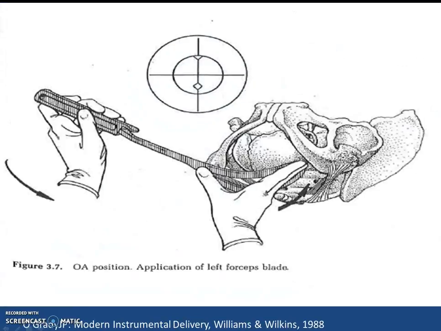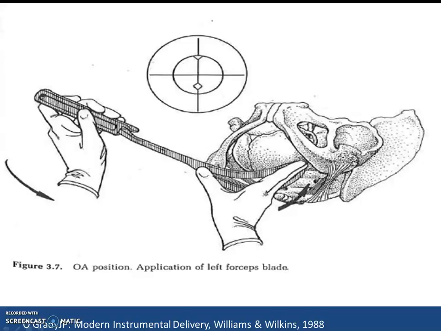So with the initial application, that's the left forceps. The handle is towards the right groin of the patient. The operator's hand is holding the blade against the occiput of the fetus, and it's inserted in front of the ear, again maintaining pressure the entire time.